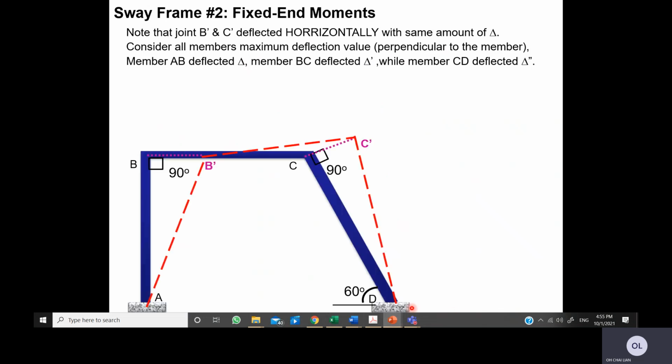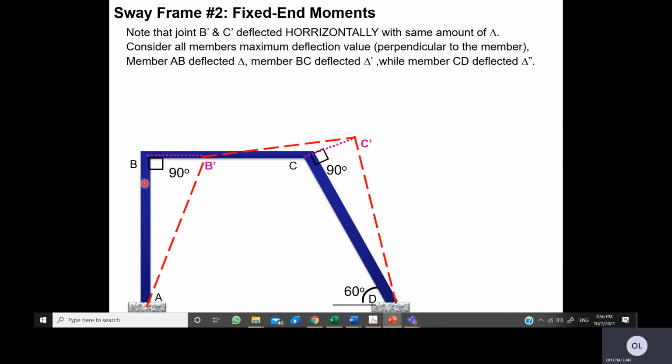Let's say we have an angle given of 60 degrees. Remember, before we apply the equations, we need to know where the delta, the deflected value, is. Remember the deflection value, we must take the maximum, which is happening at the ends of the member, and it must be perpendicular to the member.